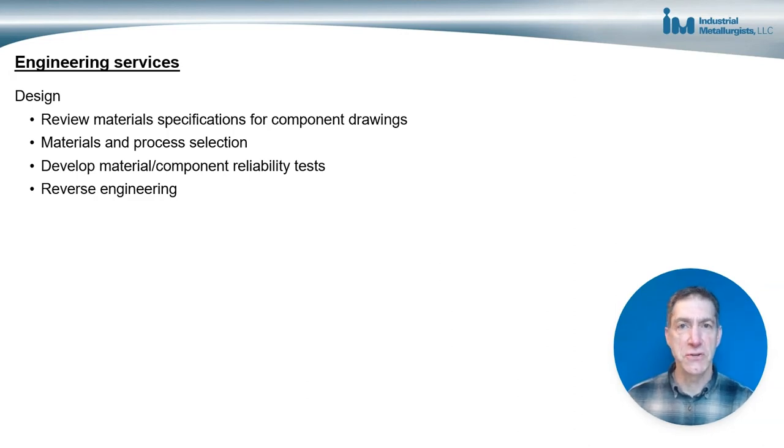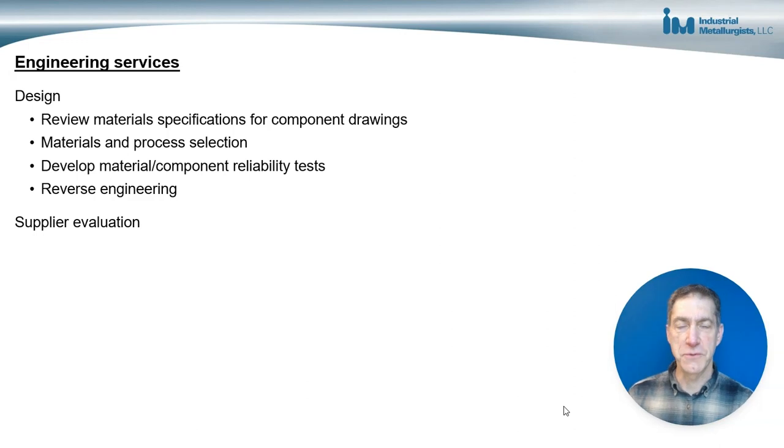Materials and process selection, so metals selection or alloy selection and coating selection for components, helping to develop material and component reliability tests. This would be doing testing prior to doing product level testing in order to gain information to help understand the optimum component design requirement or designs from the perspective of the component form and the metals being used in the component and how the component is fabricated. And finally, helping with reverse engineering of competitors' products.